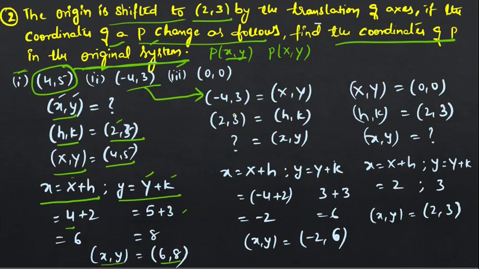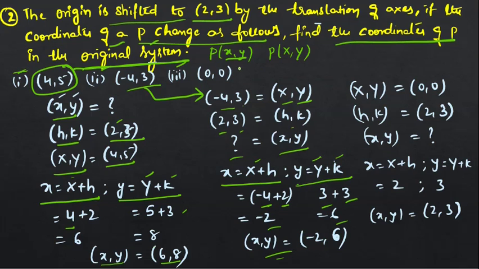See, the second bit is minus 4 comma 3, that is given as capital X comma capital Y. 2 comma 3 is nothing but, we know, h comma k. Now we need to find small x comma small y. For that the formula is same. Small x is equal to capital X plus h and small y equal to capital Y plus k. Substitute those values. Capital X we know is minus 4 plus 2, and capital Y is 3 and k is 3. So minus 2 comma 6. So these are the points of small x comma small y.